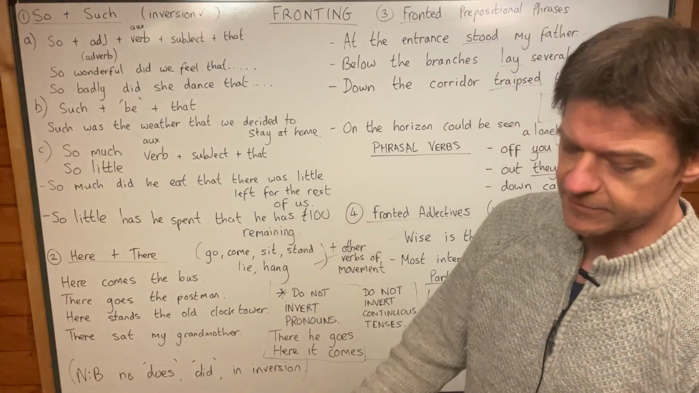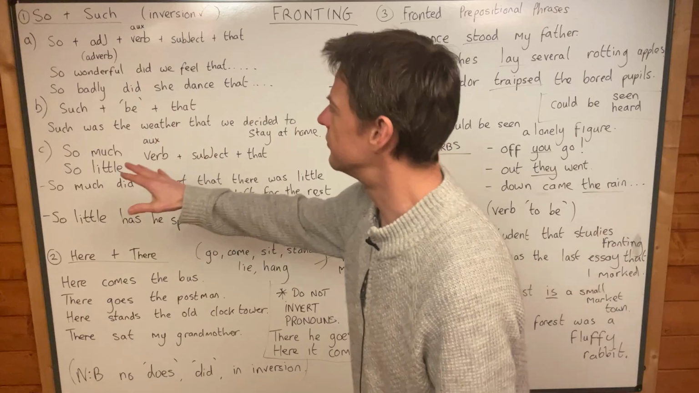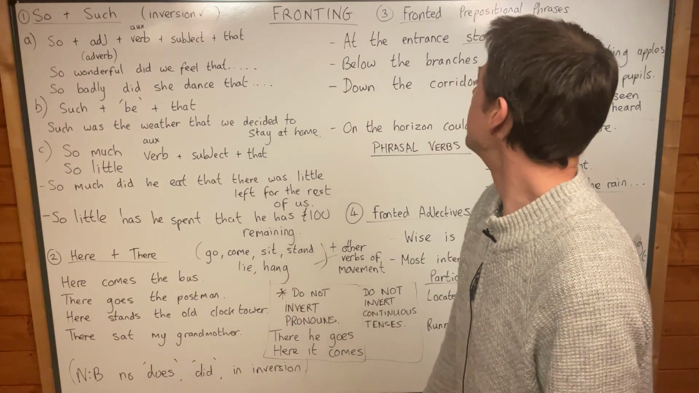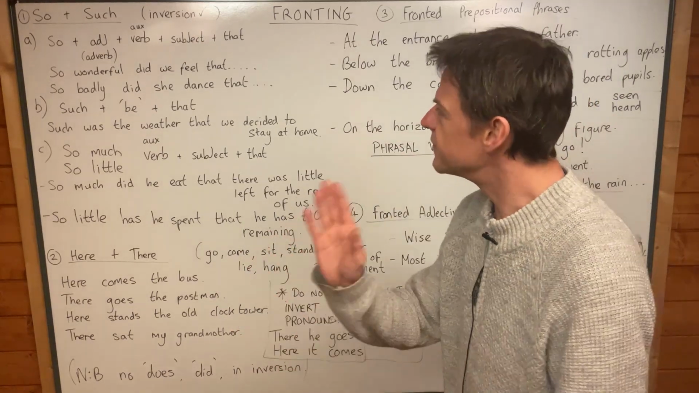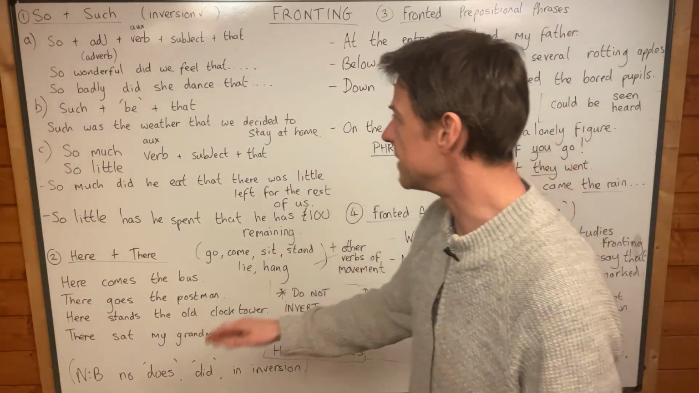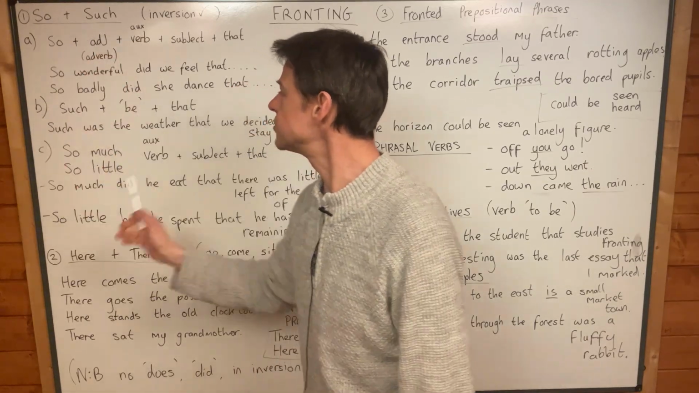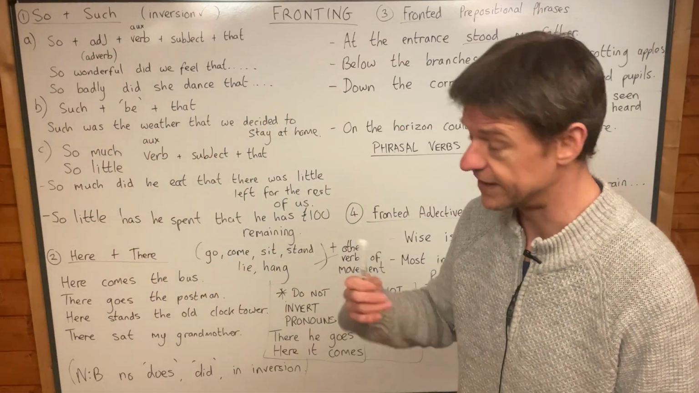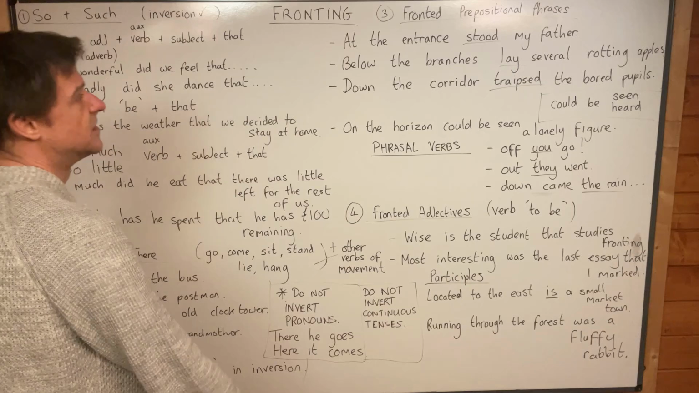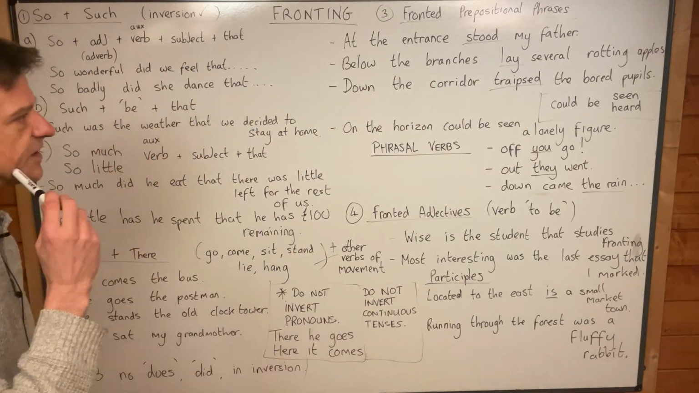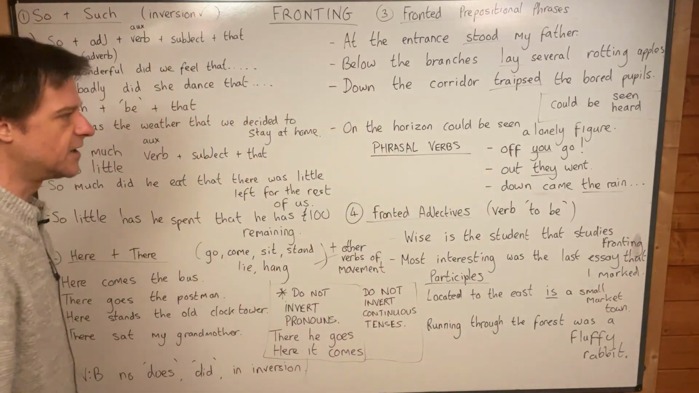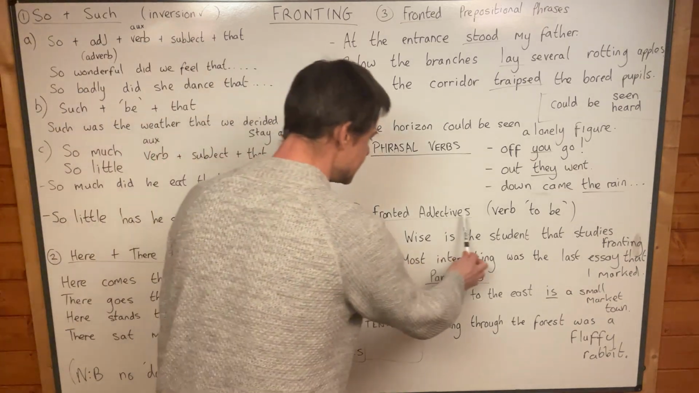But sometimes you don't. And sometimes we put something else at the front of the sentence. Now, there are lots of different ways that we can do this, but there are a finite number of ways. There are only certain ways that we can put something at the front. So let's look at 4 different types of fronting. We're going to look at so and such at the front, and we have seen that already. We're going to look at here and there at the front. Again, I think we might have seen that in another class. We're going to look at fronted prepositional phrases that I don't think we have seen, including fronted prepositions in phrasal verbs. And we're going to look at fronted adjectives as well.